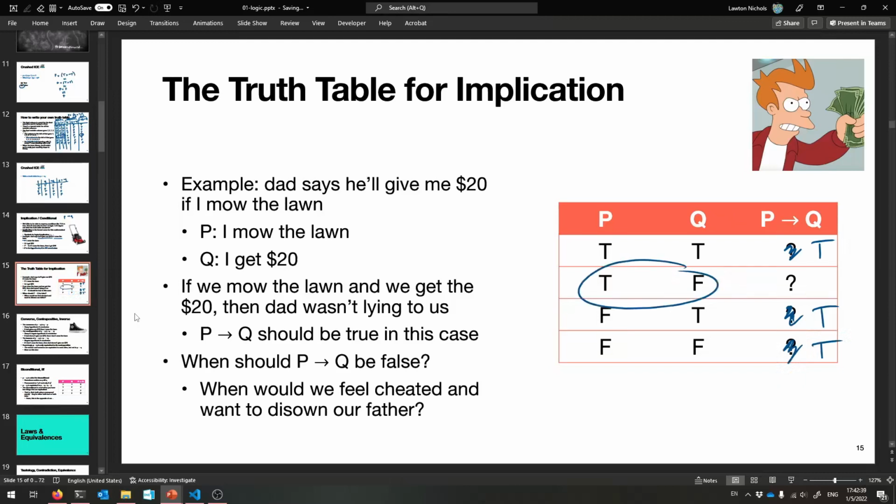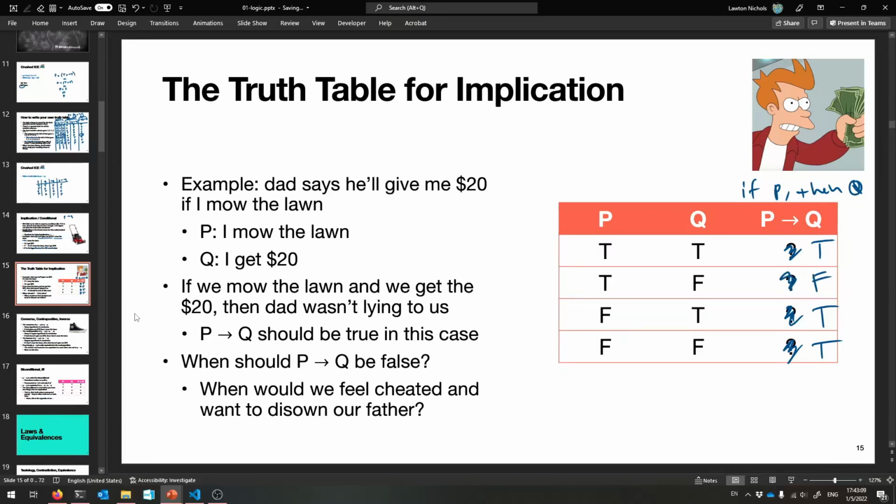This is the one case where we would feel cheated by Dad if we didn't get our money, right? That would be where we mowed the lawn, but we did not get $20, right? So obviously, him saying, if you mow the lawn, I'll give you $20, could not have possibly been true, right? You read this as if P then Q, right? It didn't happen. I didn't get the Q. It didn't follow from P.